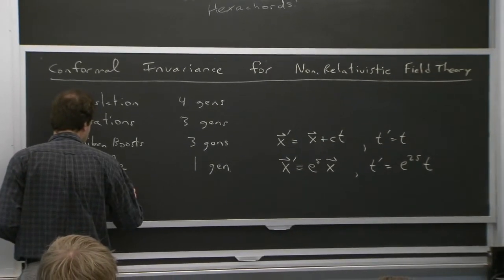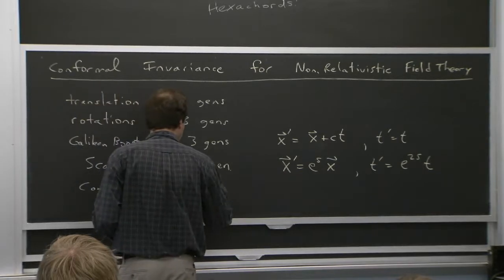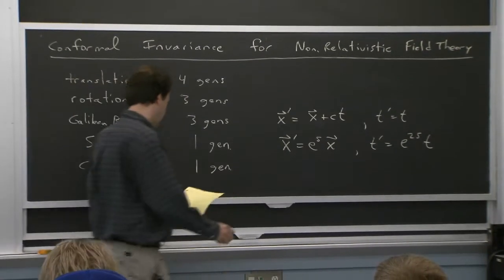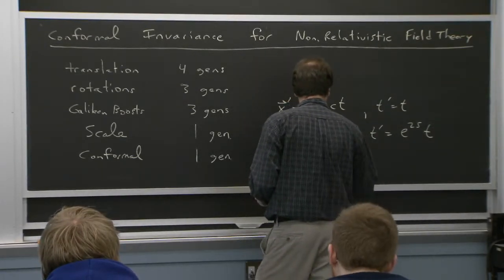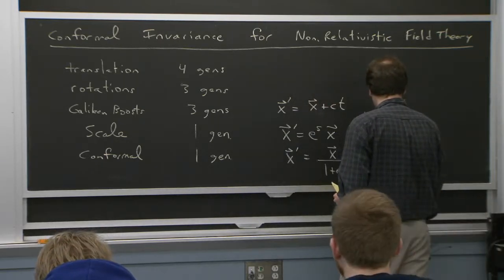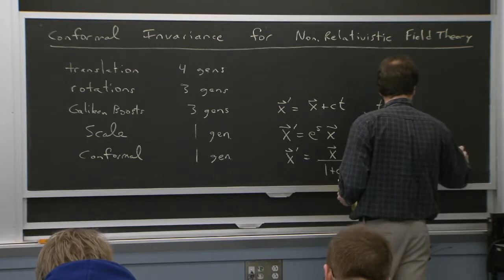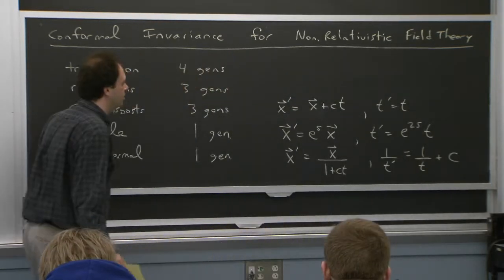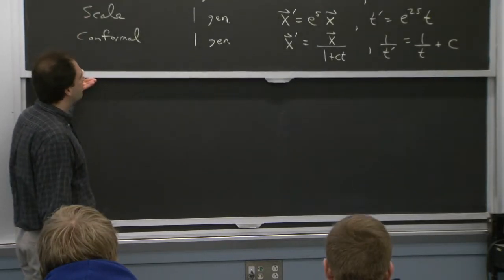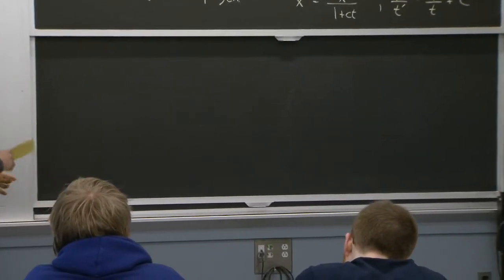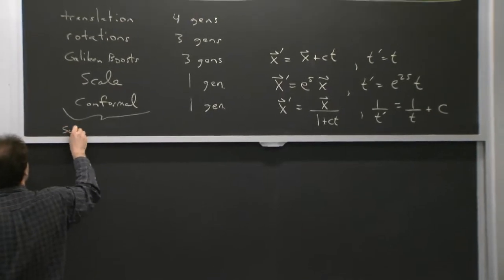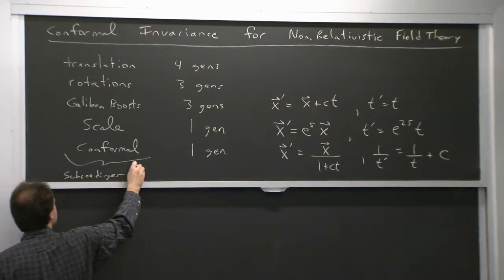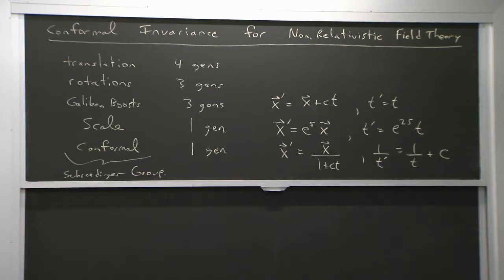And then finally, there is a conformal generator. And there's actually only one generator in this non-relativistic case. And basically what this generator corresponds to is a shift of inverse time and then a corresponding change to the coordinates. And if you take all these things together, it's actually something called the Schrodinger group. And the theory we've been talking about actually has this non-relativistic conformal symmetry.